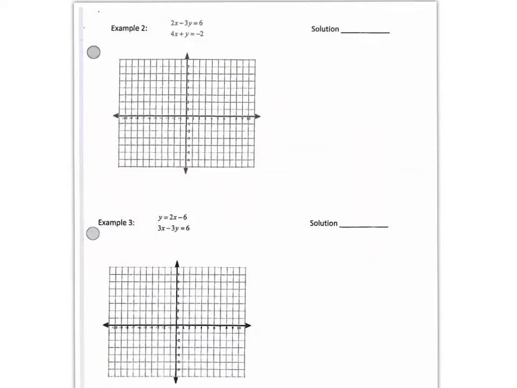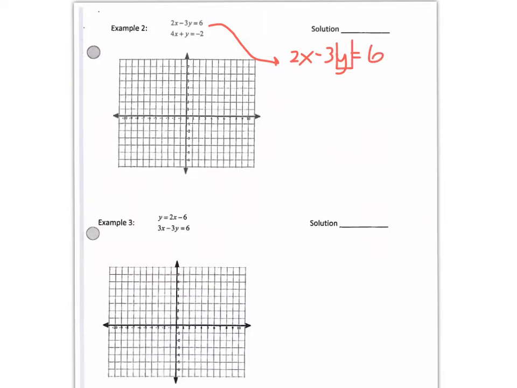So for the next system, I can see that both equations are written in standard form, meaning x and y are on the same side. So I want to start off by rewriting them in slope-intercept form. So I'm going to take the first line, 2x minus 3y equals 6. And I'm going to rewrite that in slope-intercept form.